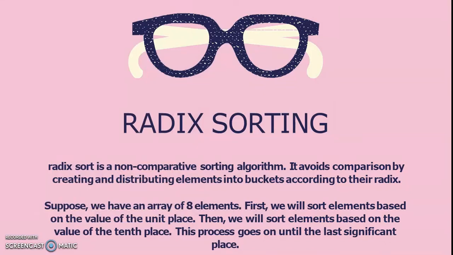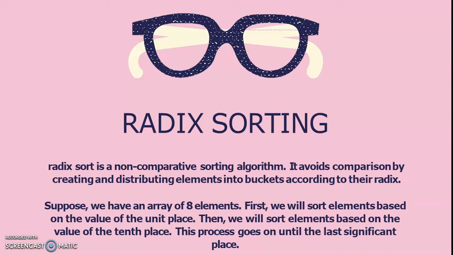So guys, what is Radix Sorting? Radix Sort is a non-comparative sorting algorithm. It avoids comparison by creating and distributing elements into buckets according to their radix.